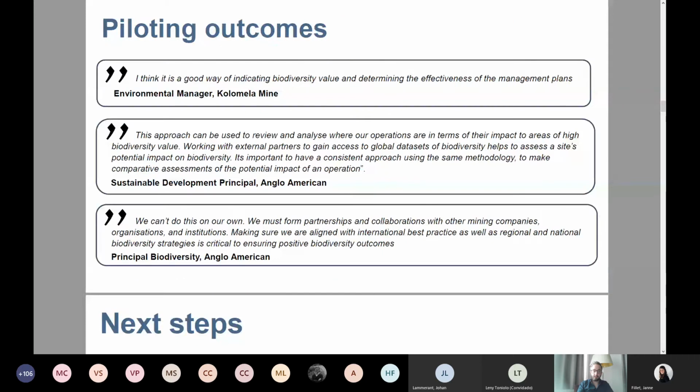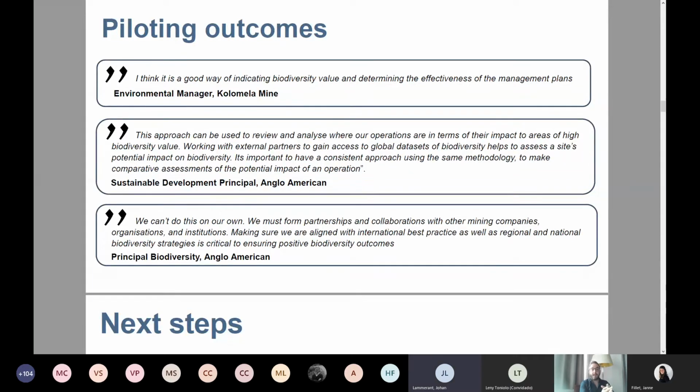And just a couple of pieces of feedback from Anglo American, who unfortunately were unable to join us here today. So the environmental manager at site has highlighted this as a good way for them to indicate biodiversity value and the effectiveness of their management for conserving it and improving outcomes for biodiversity.